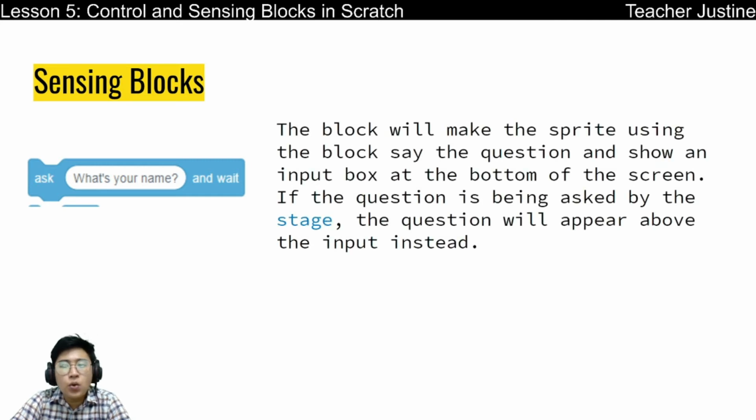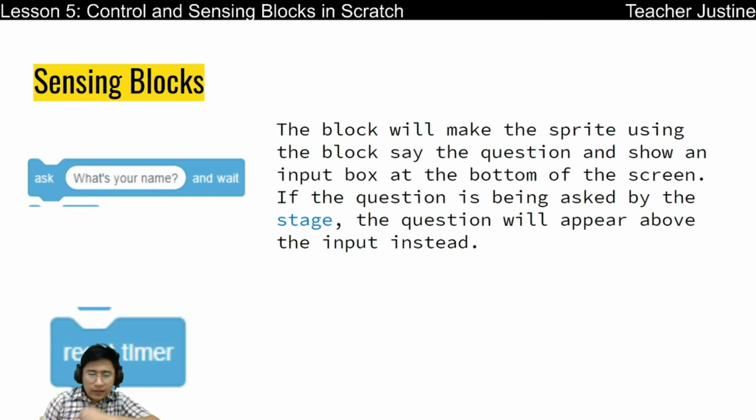So ask what's your name and wait. This block will make the sprite, using the say block, ask the question and show an input box at the bottom of the screen. If the question is being asked by the stage, the question will appear above the input instead. So if you want your user to input something, like any number, their names, or their information, anything that you want to ask your user, you can use this code. Later I will show you an example for this. But now, class, let's proceed.